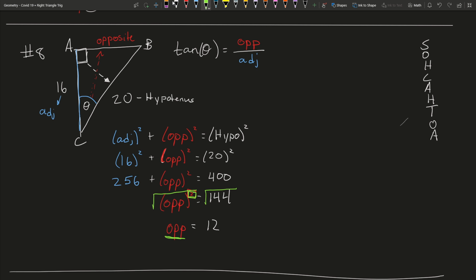Okay, now after we get this opposite side, then we can actually get the tangent of theta. All right, and that would equal 12 over the adjacent side, which is 16. Simplify that, and we get 3/4.